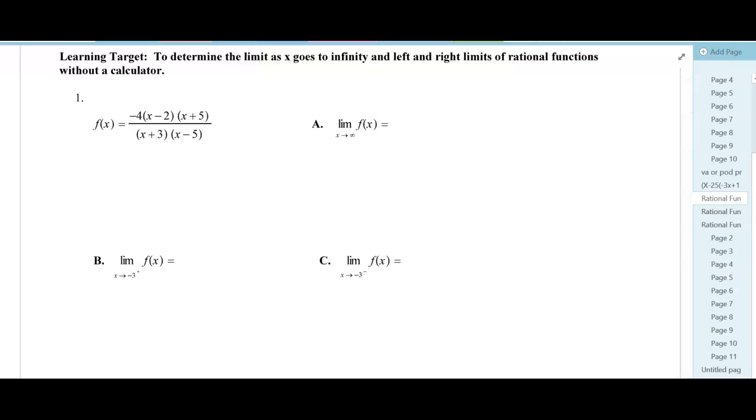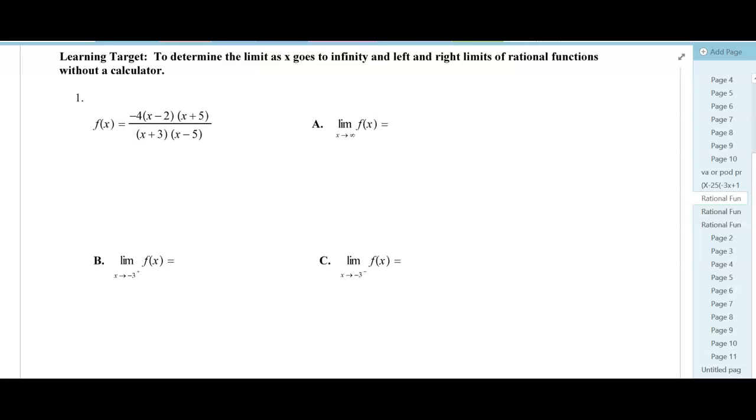The learning target here is to find the limits as x goes to infinity, or the left and right hand limits. So this video should help you understand how to find the left and right hand limits. At any time you can pause and try the problem before I go through it.